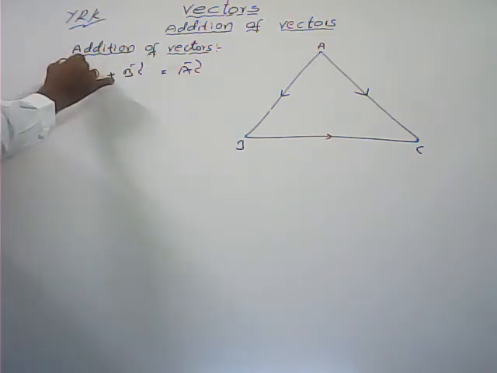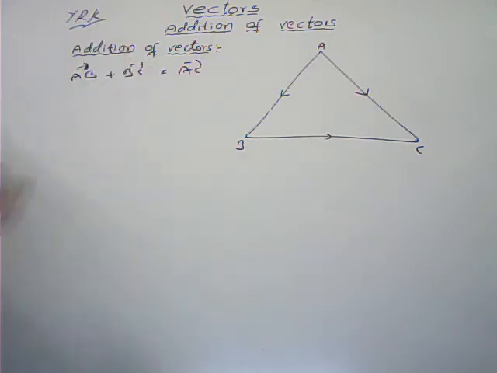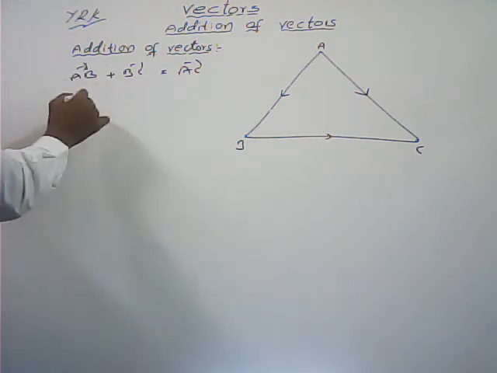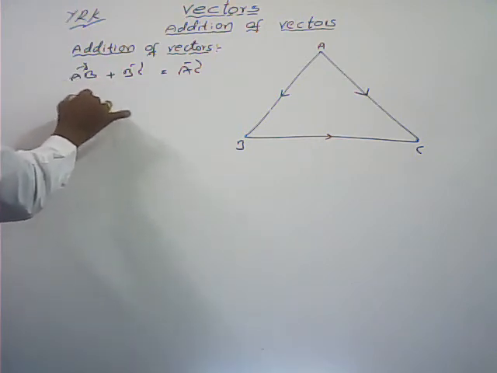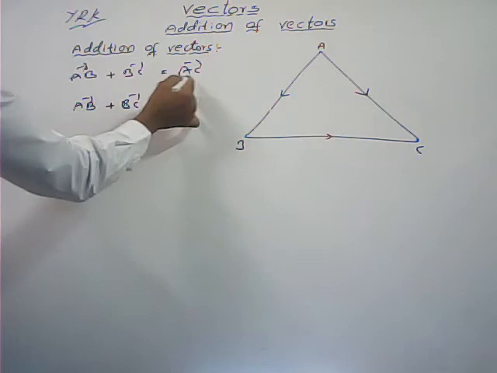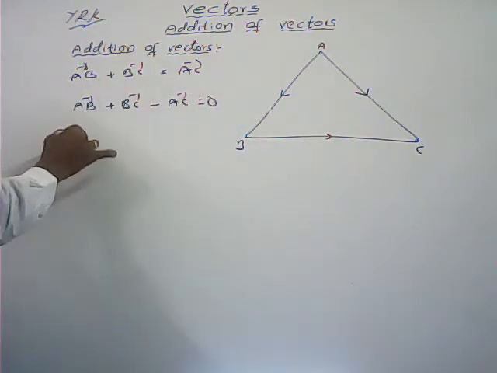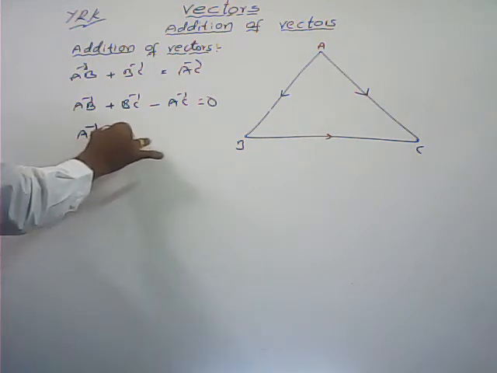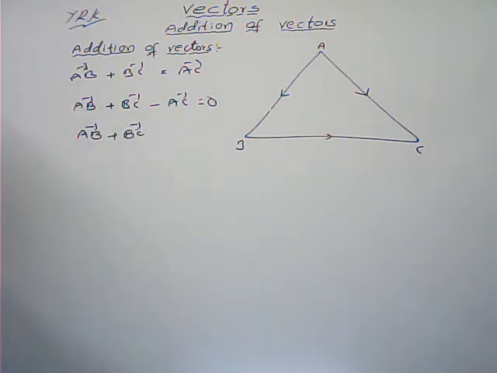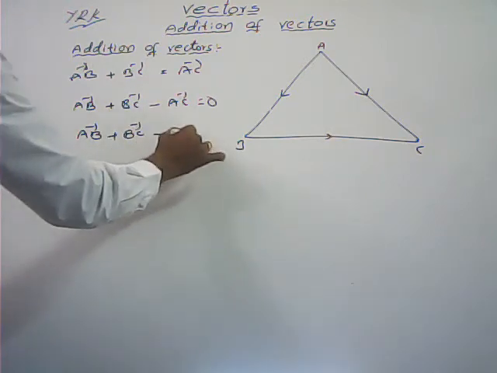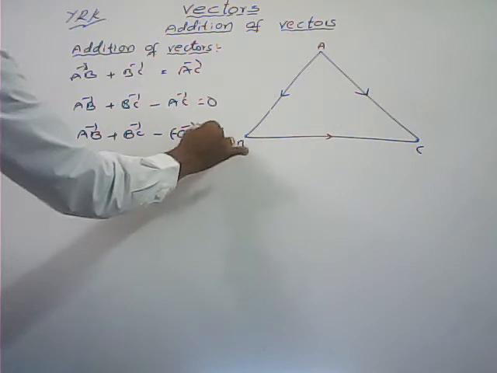If any three points are given, how can we say those are the vertices of a triangle? One more thing also here. AB bar plus BC bar, AC bar you can transpose to this side: minus AC bar, that is equal to 0. AB bar plus BC bar minus AC bar, and the negative of a vector also we discussed just now. AC bar is the negative vector of CA bar, so minus CA bar, that is equal to 0 bar.